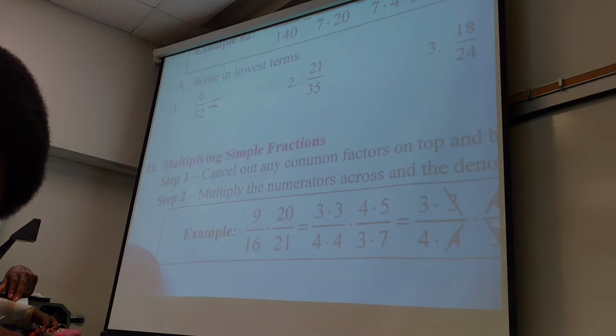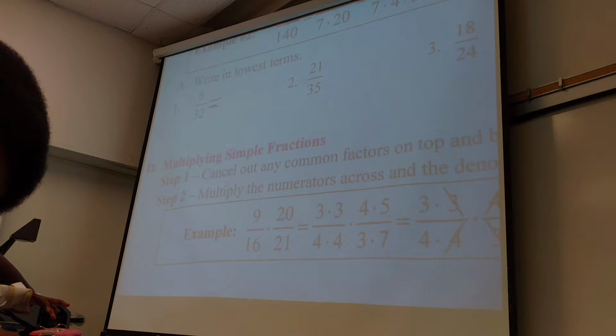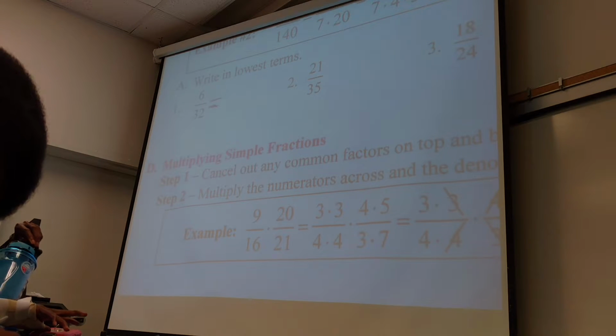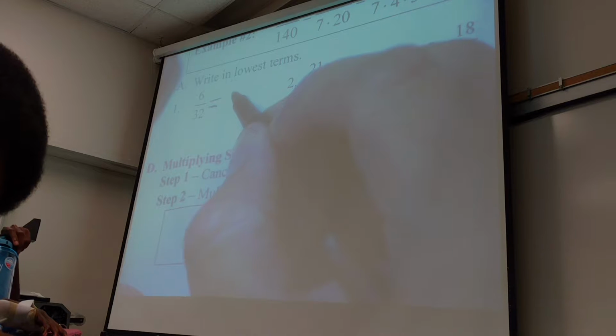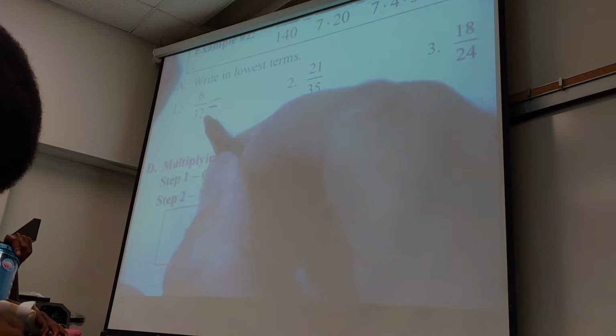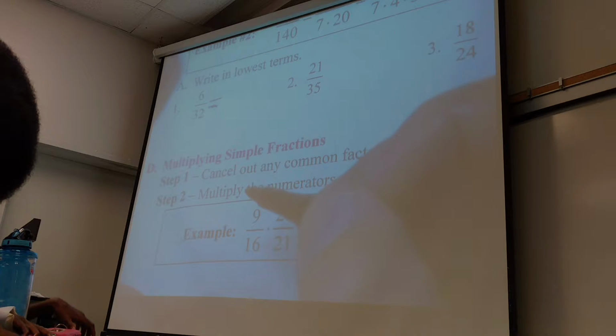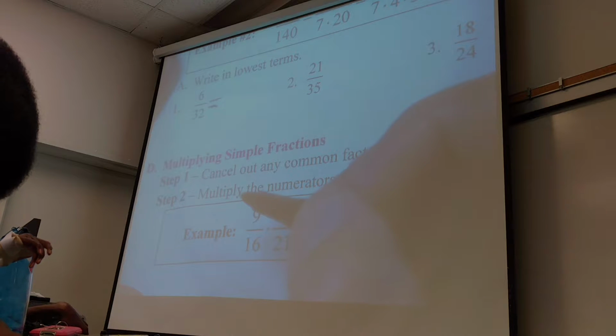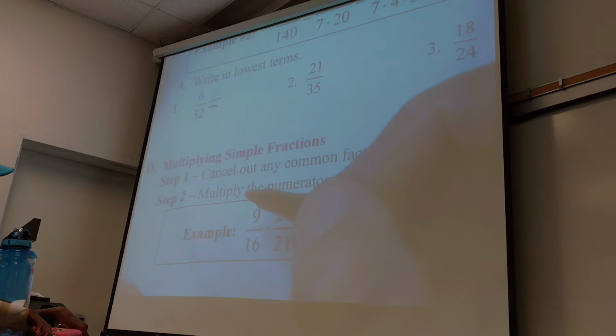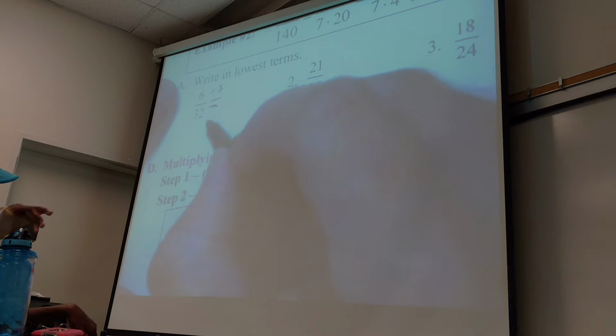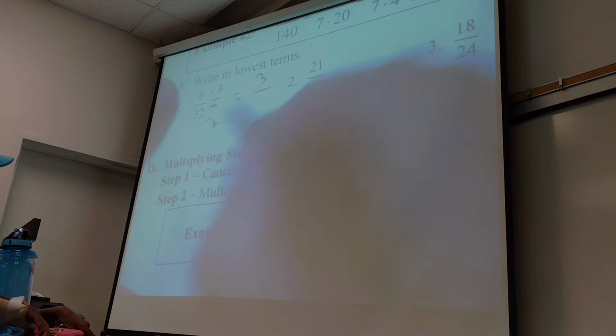So this is the idea of simplifying, right? Reducing to lowest terms. Lowest terms just means that there's nothing left over that will go into both the top and bottom. So what can you divide the top by? And the bottom. You have to be able to divide both the top and the bottom by the same number. What goes into 6 and goes into 32? 2. I like it. Yes. So divide by 2, divide by 2. 6 divided by 2 is 3. 32 divided by 2 is 16.